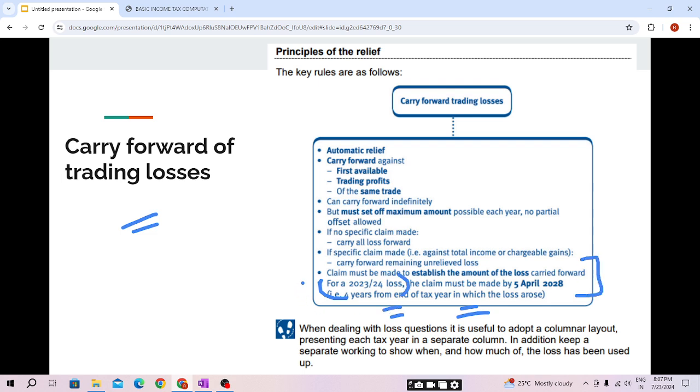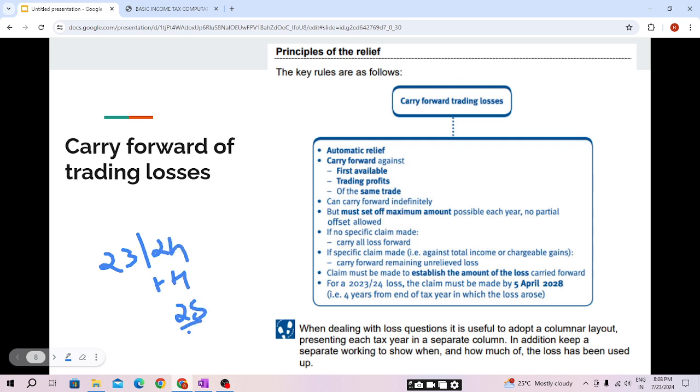This is only for general understanding purpose, students. This is the time limit, so you need to remember, that is 23-24 plus 4 years, it will be 28. This relief must be claimed within 4 years. If not, it will not be applicable. I hope this point is clear.